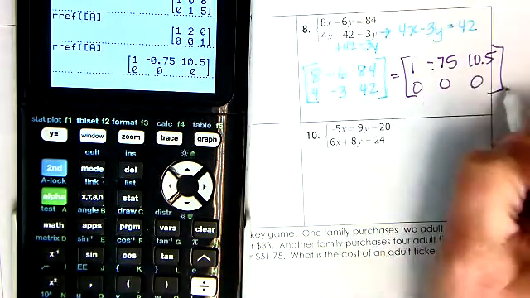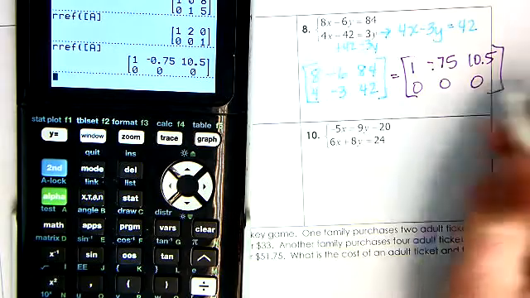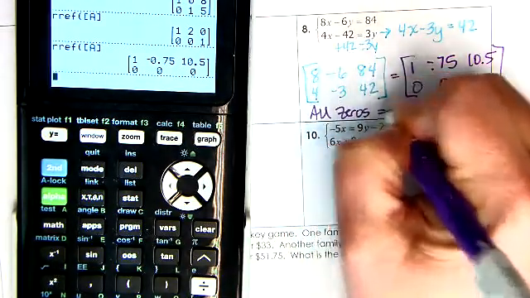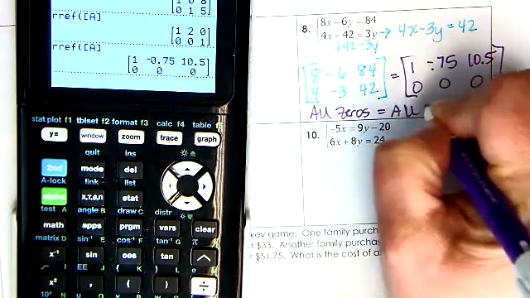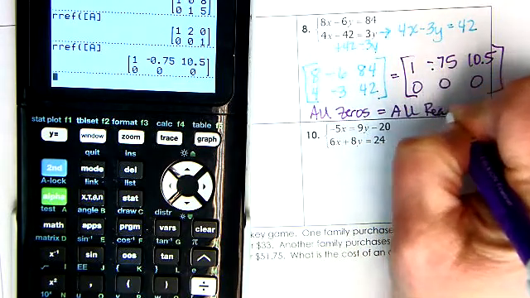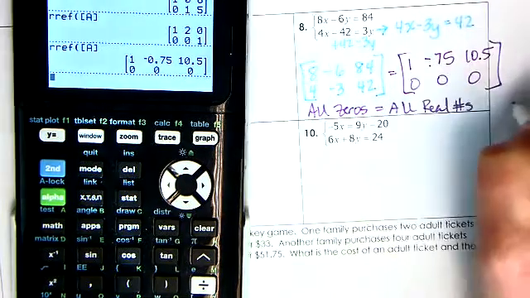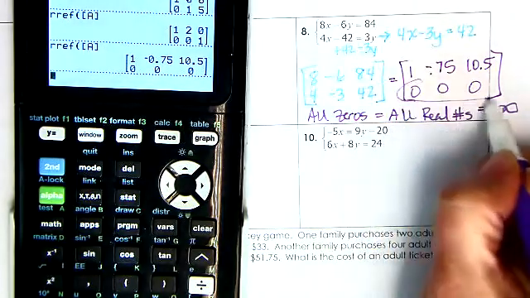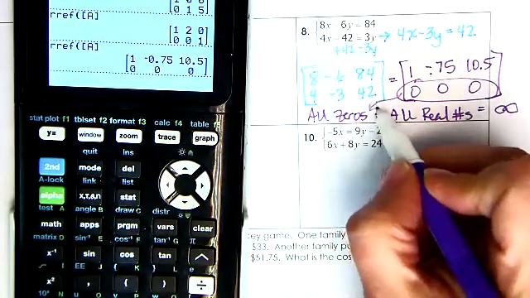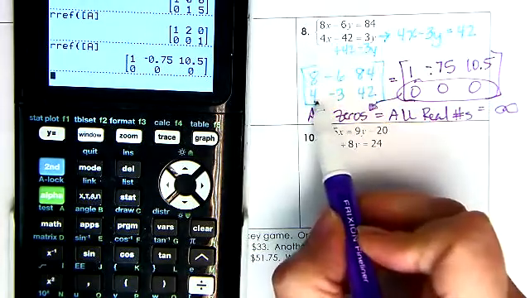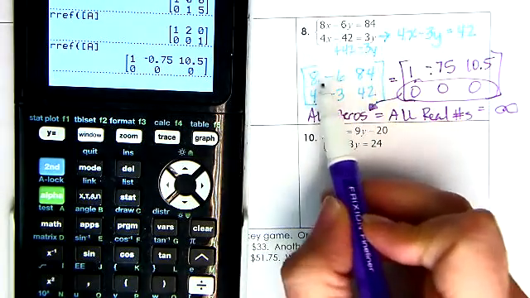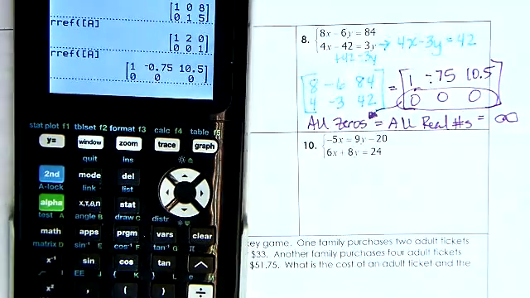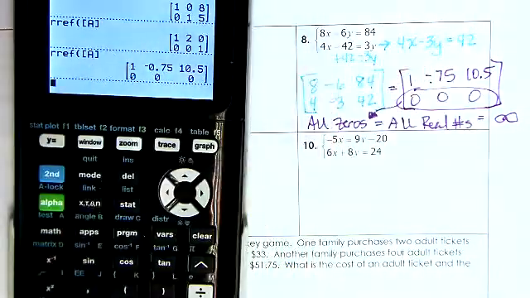Okay. Because this is all zeros, it is all real numbers. All zeros equals all real numbers, which is the infinity symbol. Which, if you notice here, if I multiply this times 2, I get the exact same equation. If it's the same equation, then that means it's equal to, that's kind of blurry, sorry about that.